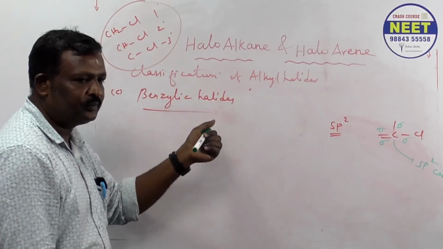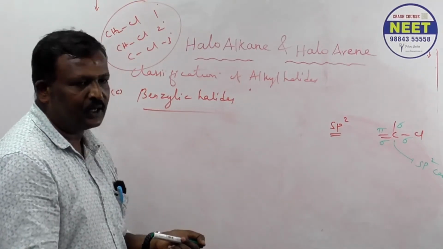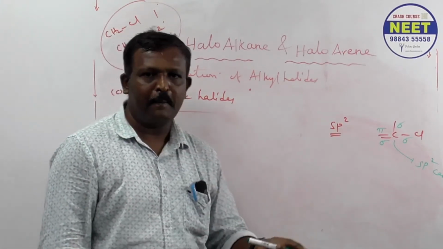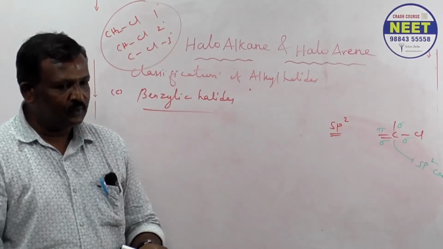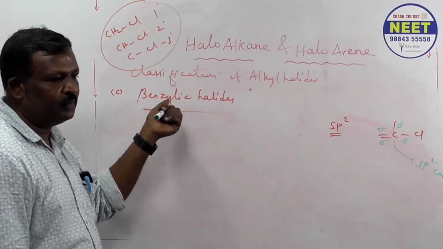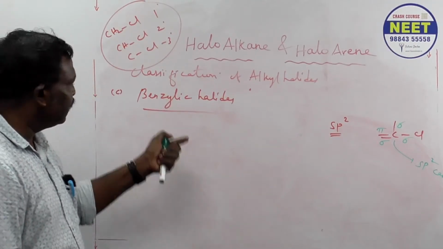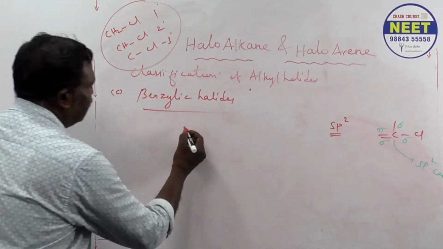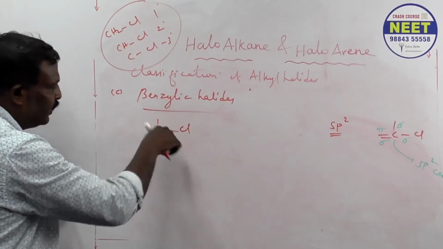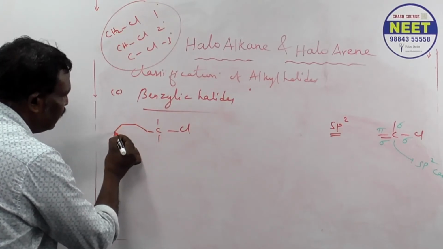Halogens attached to sp3 carbon, as usual definition, which is attached to a benzene ring. That's why it's called benzylic halides. Here the halogen is attached to an sp3 carbon, with four bonds on this carbon, which is attached to benzene.